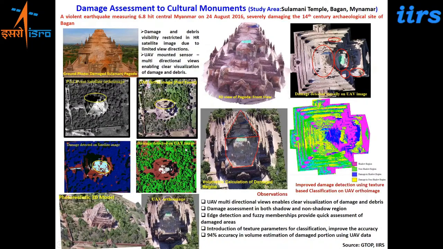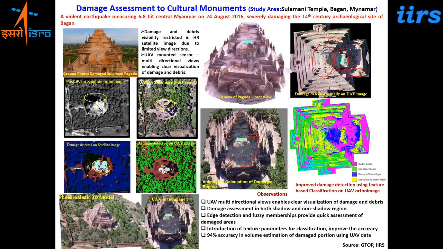With a drone, data could be collected by flying along the built-up area or along the monument itself. The damage and debris visibility was restricted with satellite observations, but was possible from the UAV platform because it has multi-directional viewing. So the data was acquired through the UAV, and the damage and debris assessment, how much debris there is, the volume of the debris, could be estimated and mapped using the drone data sets.